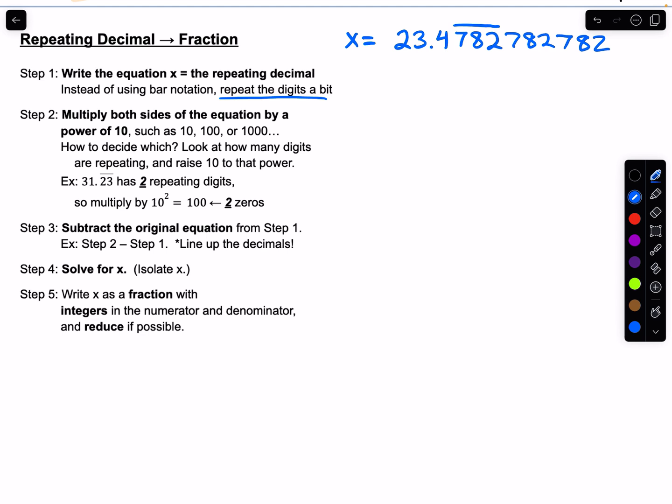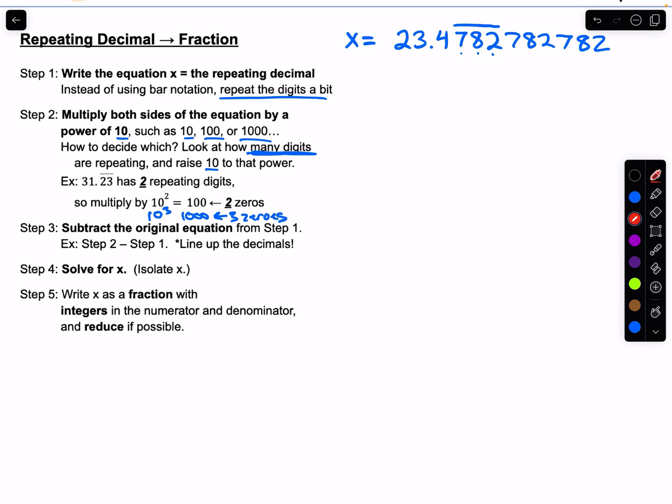All right, step two, it says multiply both sides of the equation by a power of 10. But which one? Should it be 10 or 100 or 1,000? Well, the way we can decide which is to look at how many digits are repeating. So I see the 7, the 8, and the 2 are repeating. That's 3 digits. So I'm going to raise 10 to that power of 3. 10 to the third power, 10 cubed, is 1,000. So I know that's correct because 1,000 has 3 zeros, so that's 10 to the third power.